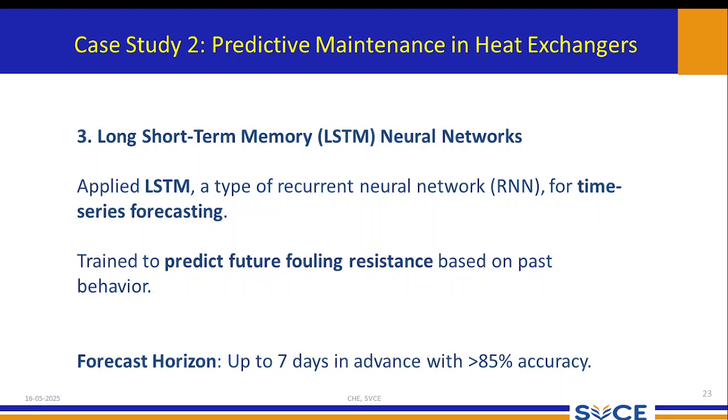Here we apply LSTM, a type of recurrent neural network, for time series forecasting, trained to predict the future fouling resistance based on past behavior. Based on previous data, we can predict the fouling resistance. The forecast horizon is up to 7 days in advance, so by using this model, with greater than 85% accuracy, we can find out when the fouling may occur.